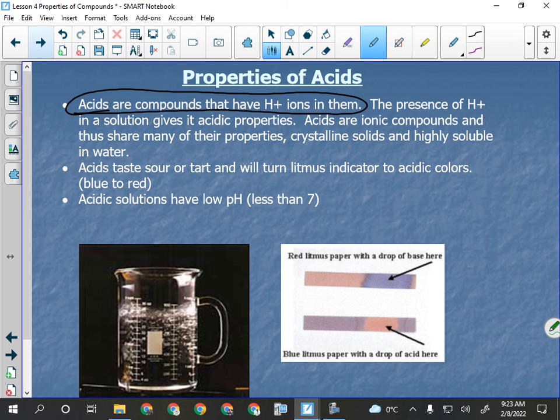Okay, so when I make the solutions for this lab, I always add pure acid to water, and never the other way around. Because if I add water to acid instead of the other way, the material will get so hot that it will break the glass. It'll just try to expand too quickly.